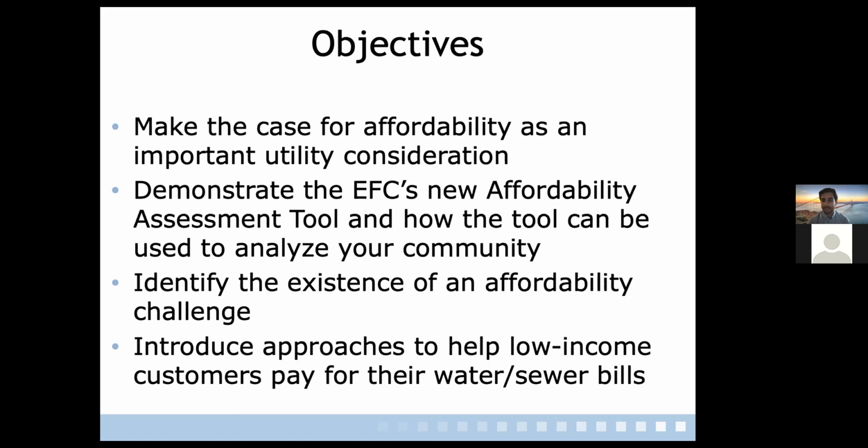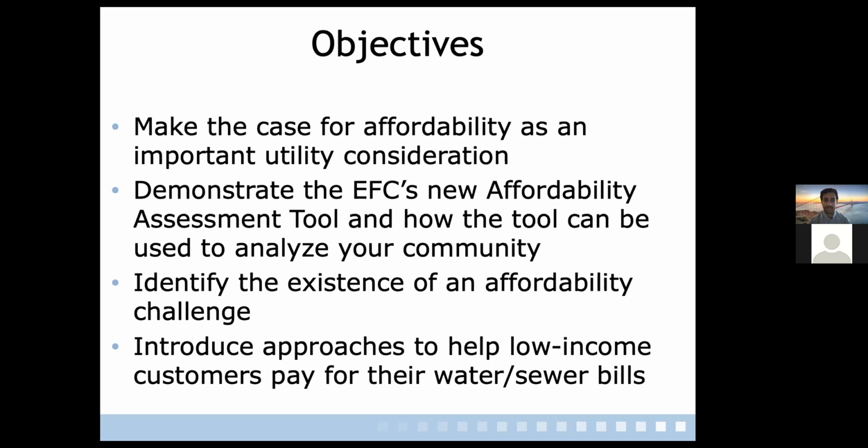So as Crystal said, we're hoping to have you put in the chat maybe your name, as well as the community you're from, the utility that you may be representing. And I'll ask for like a brave volunteer, or pick one from the chat if you're comfortable with it, and we can analyze your community's rates just from the affordability aspect. So that'll be a part we'll get to later in the presentation when we're live demoing the tool.